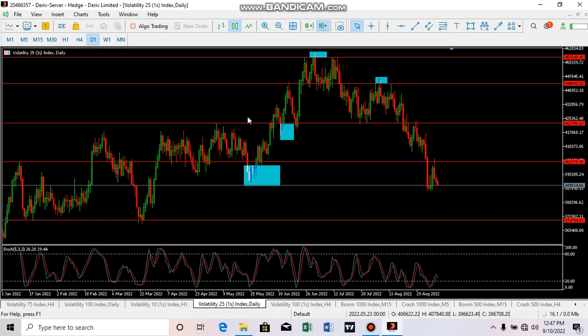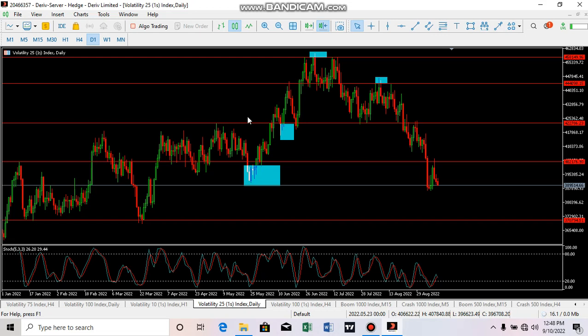So here, as you can see, I already have drawn my support and resistance lines, which I think is a basic thing that you always learn when you join the forex industry. What you need to do, guys, is draw your support and resistance lines on the daily time frame, because as you know, the volatilities don't have much data. They don't go way back, like from the 90s and so on. So it is better to draw support and resistance from the current market structure, right?